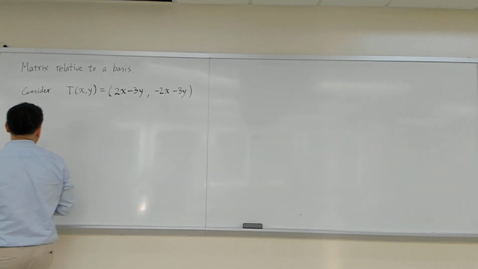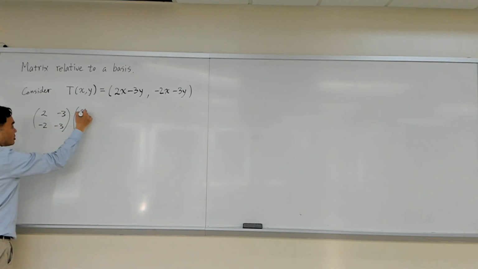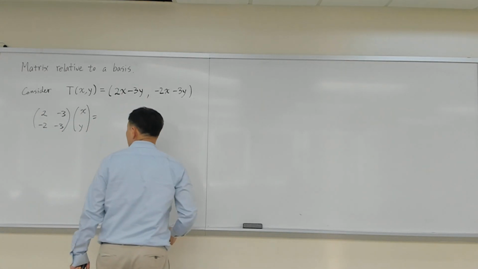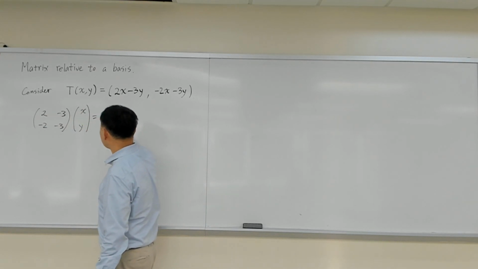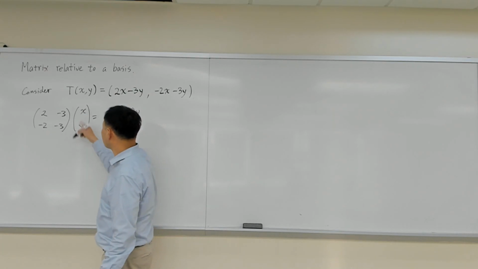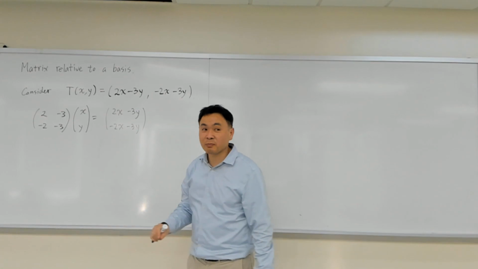Now we can rewrite the function T as the following. So think about this. If we have 2, negative 3, negative 2, negative 3 times x, y, do this calculation. What do you see? I'll cross down, so that gives you 2x minus 3y. I'll cross down, that gives you negative 2x minus 3y. Oh, that's exactly the same as this guy, right?